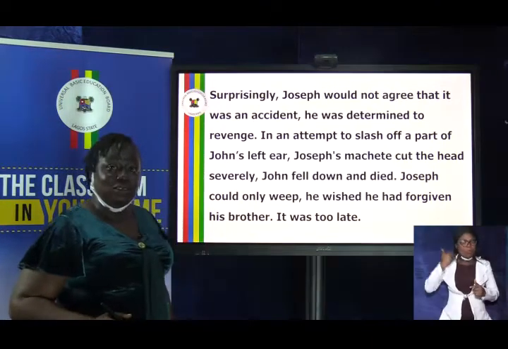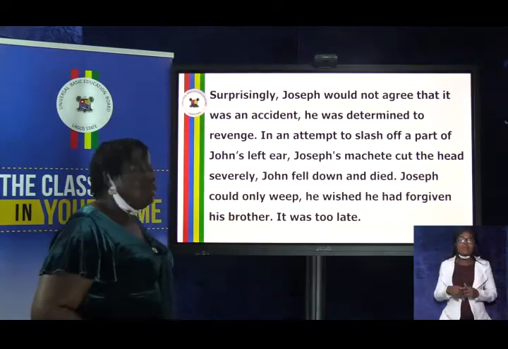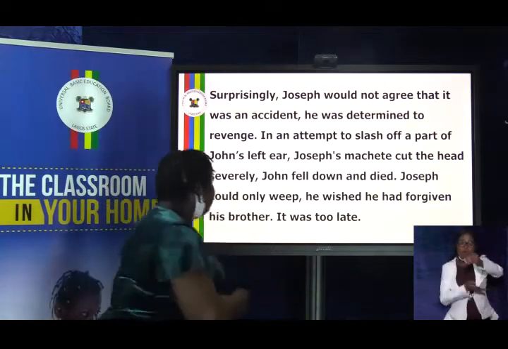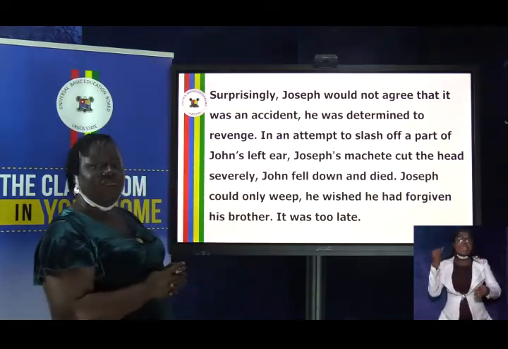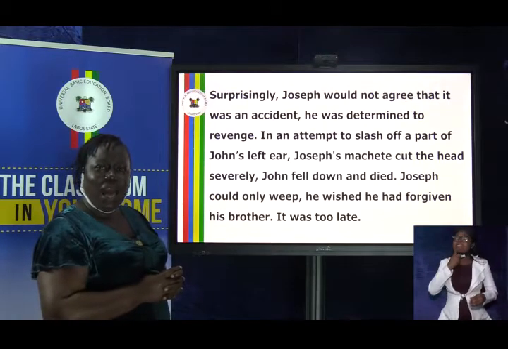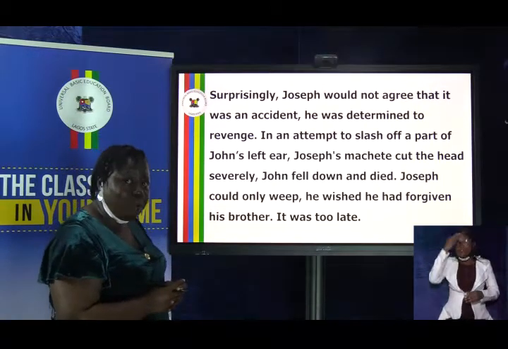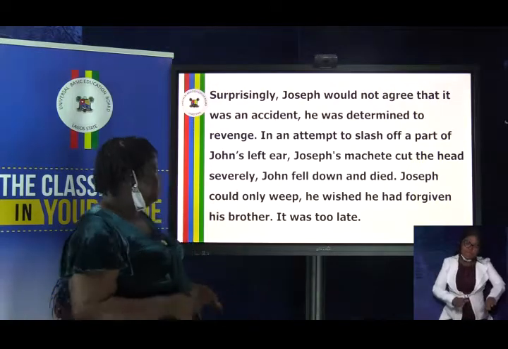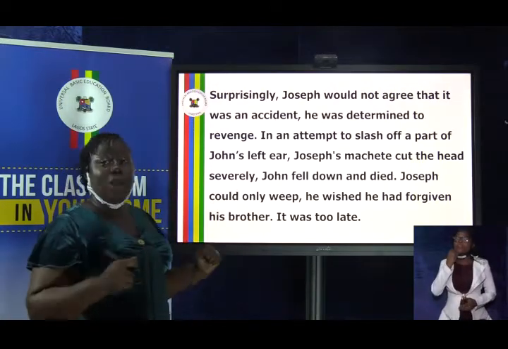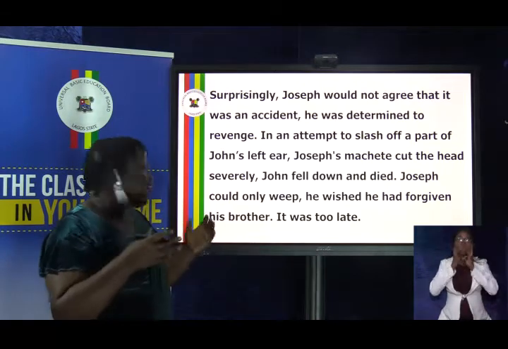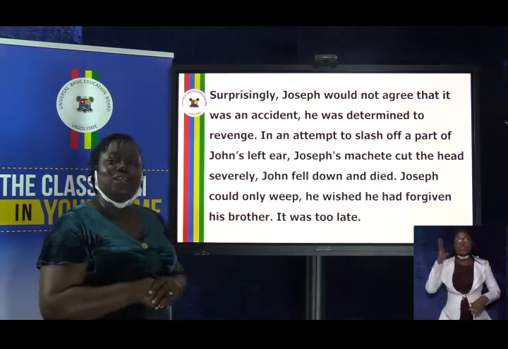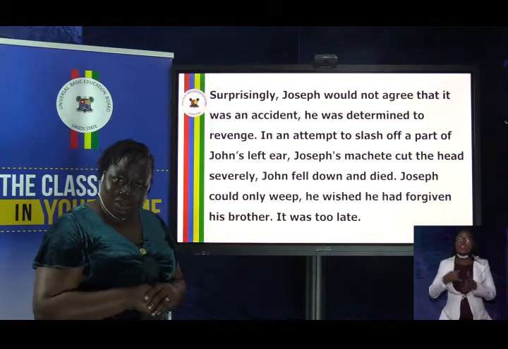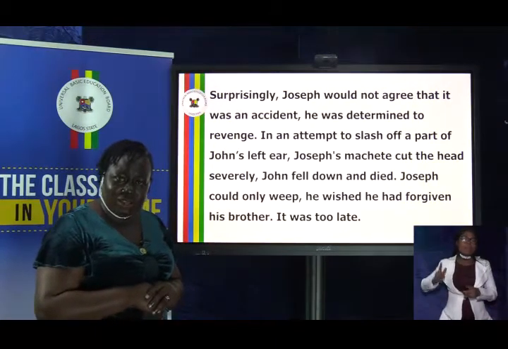When he now wanted to revenge, in an attempt, he wanted to slash off a part of John's left ear. You know what happened? Joseph's machete accidentally cut the head off John severely. You know what happened next? John fell down and died. Joseph could only weep. He wished he had forgiven his brother. It was too late.